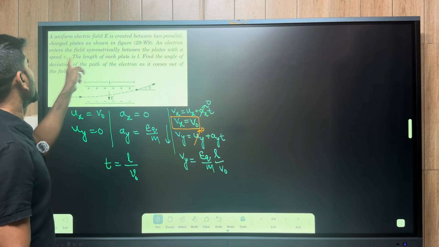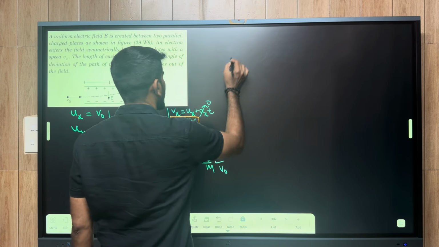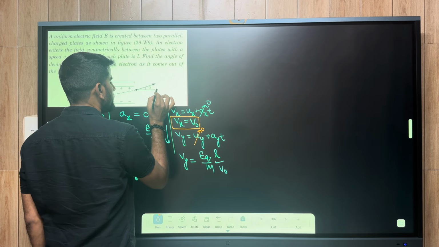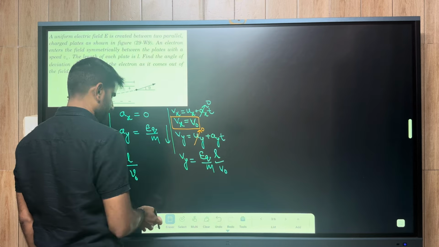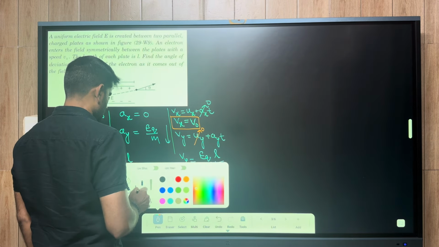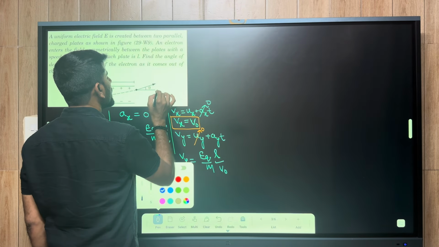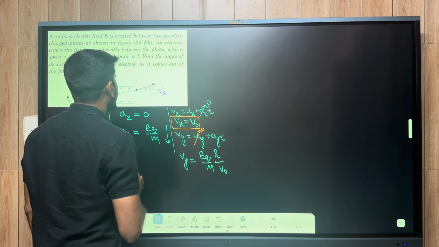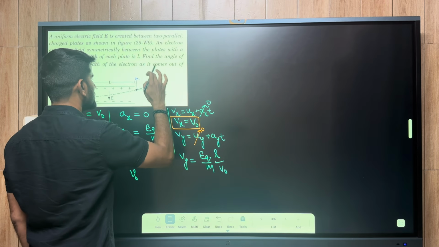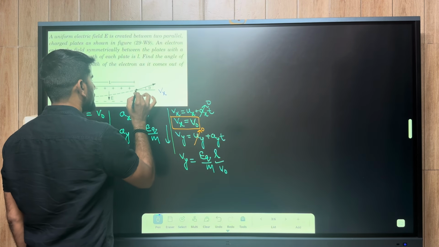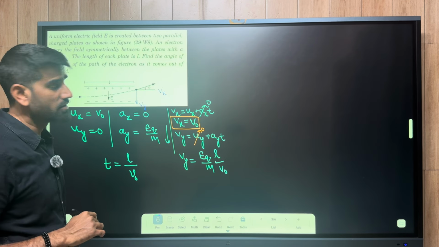Now what are we asked to find? Find the angle of deviation. How do we find it? Let's say theta. Here we have Vx, and we have Vy here in the vertical direction, not in the upward direction, it is in the downward direction.